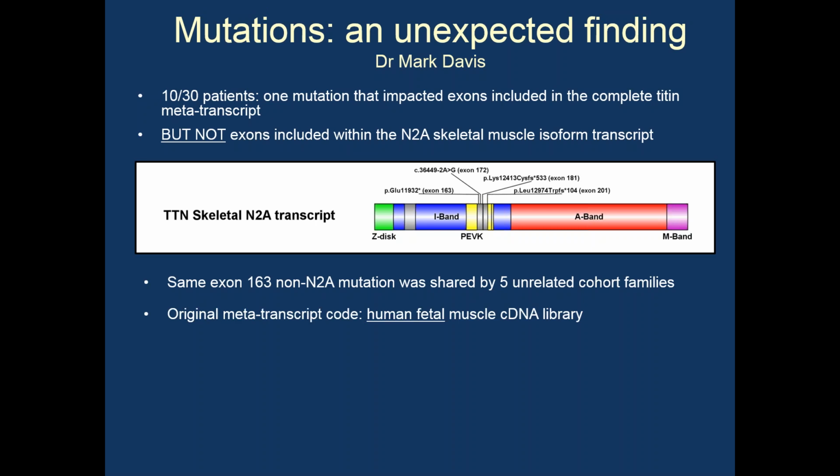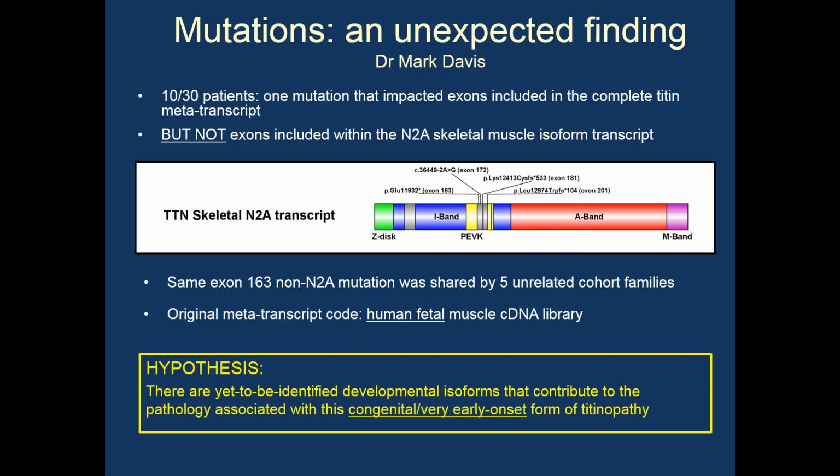And in addition, we realised that a lot of the original transcript, the meta-transcript, had actually come from human fetal muscle. So that made us really suspicious that there are yet to be identified developmental isoforms, so fetal isoforms, that contribute to the pathology of this condition. And when you think that it's usually a condition that's present from birth or develops in very early infancy, that makes a lot of sense, that the fetal isoforms are involved in how this condition develops.